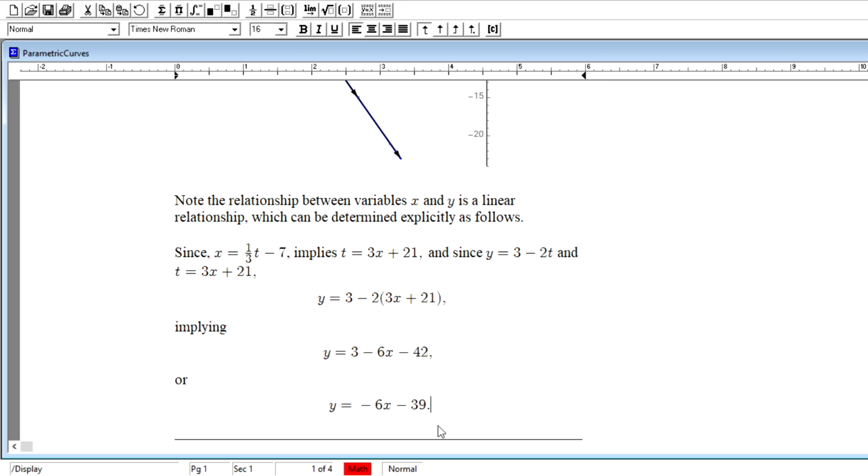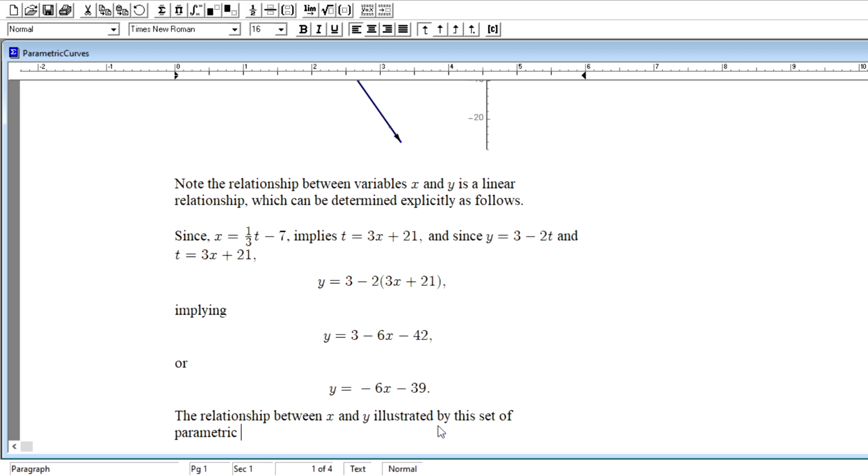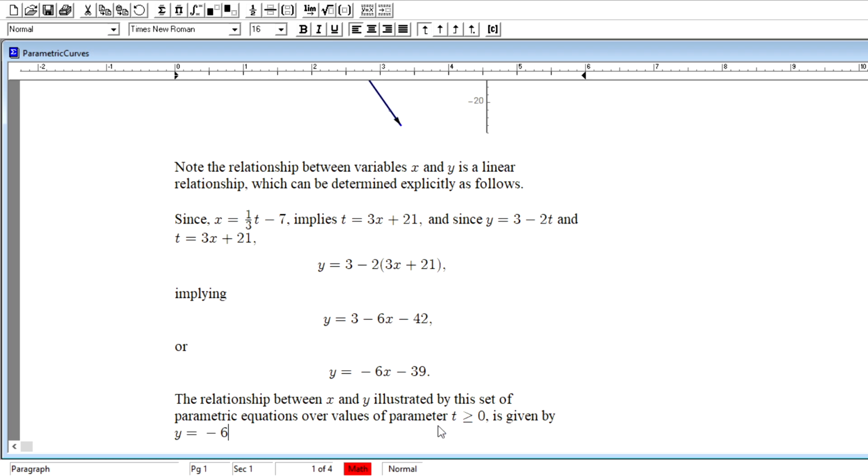All right? And what we might go on to point out is the relationship between x and y illustrated by this set of parametric equations, for values of parameter t greater than or equal to 0, is given by, again, y equals negative 6x minus 39, where we should go on to point out for values of x greater than or equal to negative 7 in value.